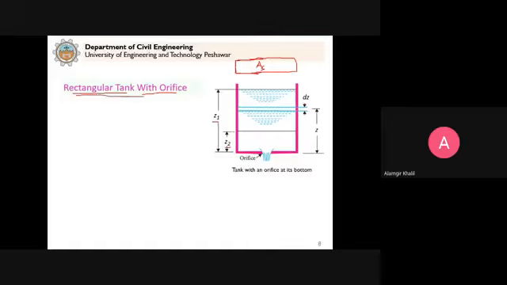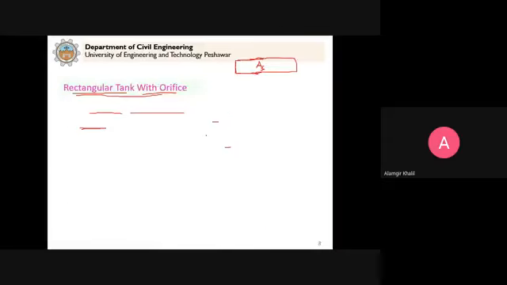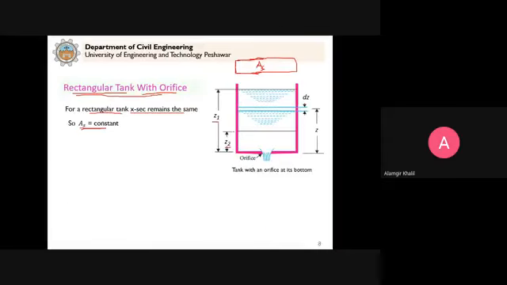So in this case, what is happening is that for a rectangular tank the cross section remains the same. You can see throughout, the cross section is the same. So As is equal to constant. In the previous case, As was a function of Z, because the surface area changes with respect to Z. But now in this case, As is constant.